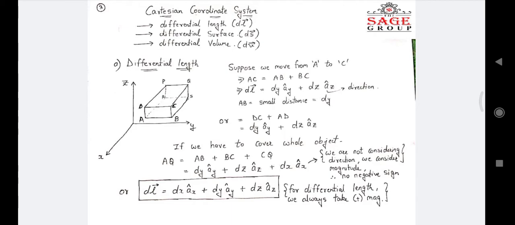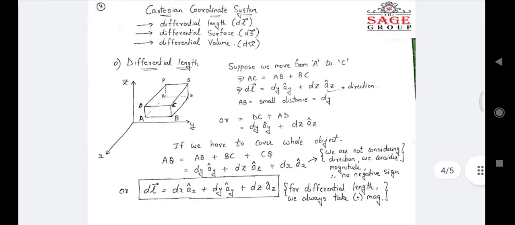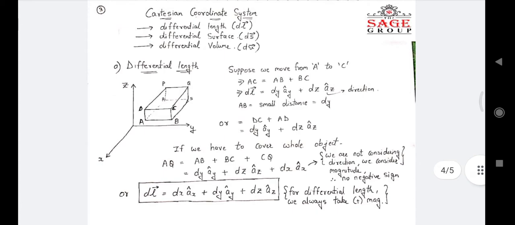Since we are continuously talking in terms of length, we have written dl over there. dl is the small differential length. So when we summarize that dl, how can we write it? As dx ax + dy ay + dz az. For differential length we always take a positive magnitude.